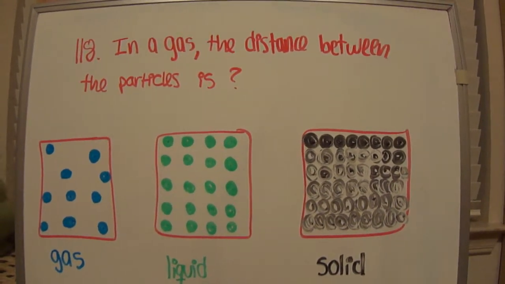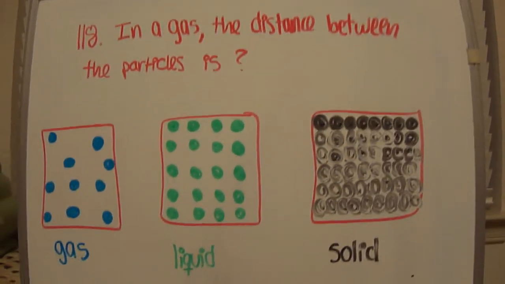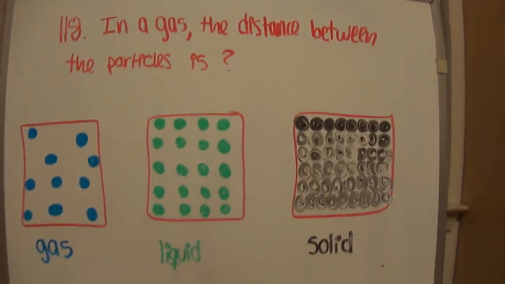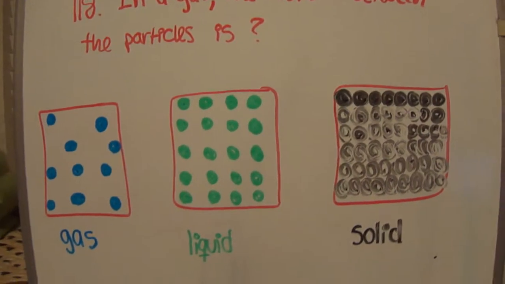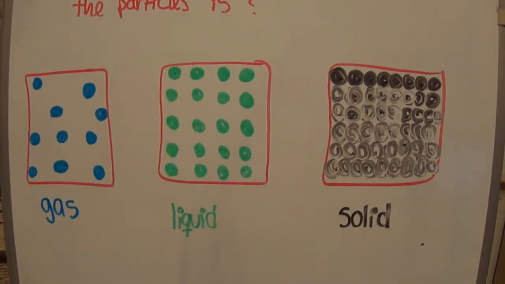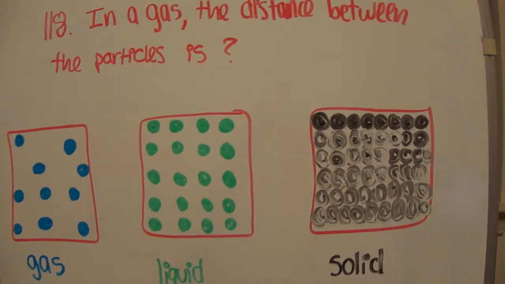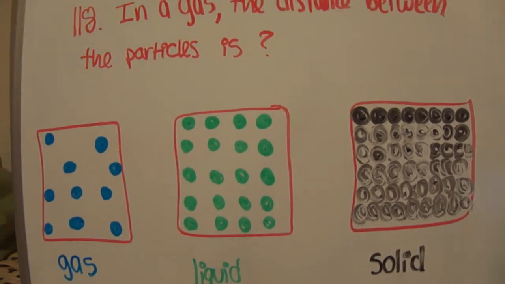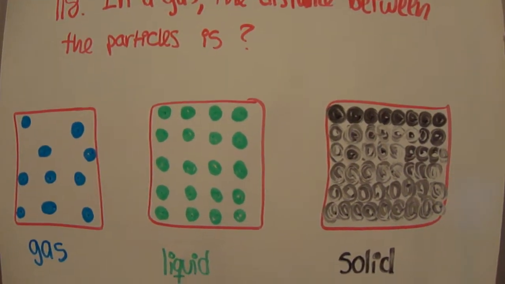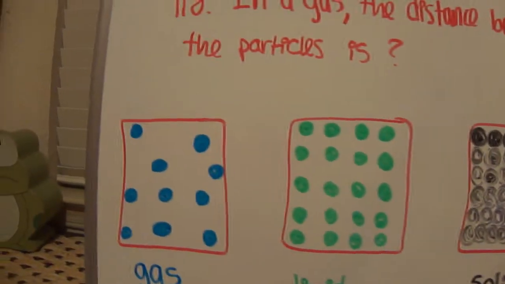This is question 118 from review exam number 2. The question is, in a gas, the distance between the particles is what? The answer choices are A, very close relative to the size of the molecules, B, close relative to the size of the molecules, C, fixed relative to the size of the molecules, D, small relative to the size of the molecules, or E, very large relative to the size of the molecules.